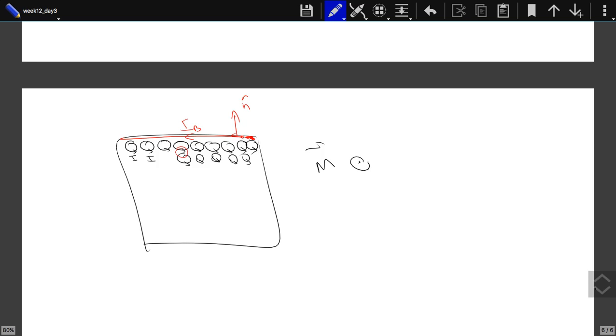Well, you see, how do you define the current? You just count the charges moving in one direction, subtract the charges moving in the opposite direction.